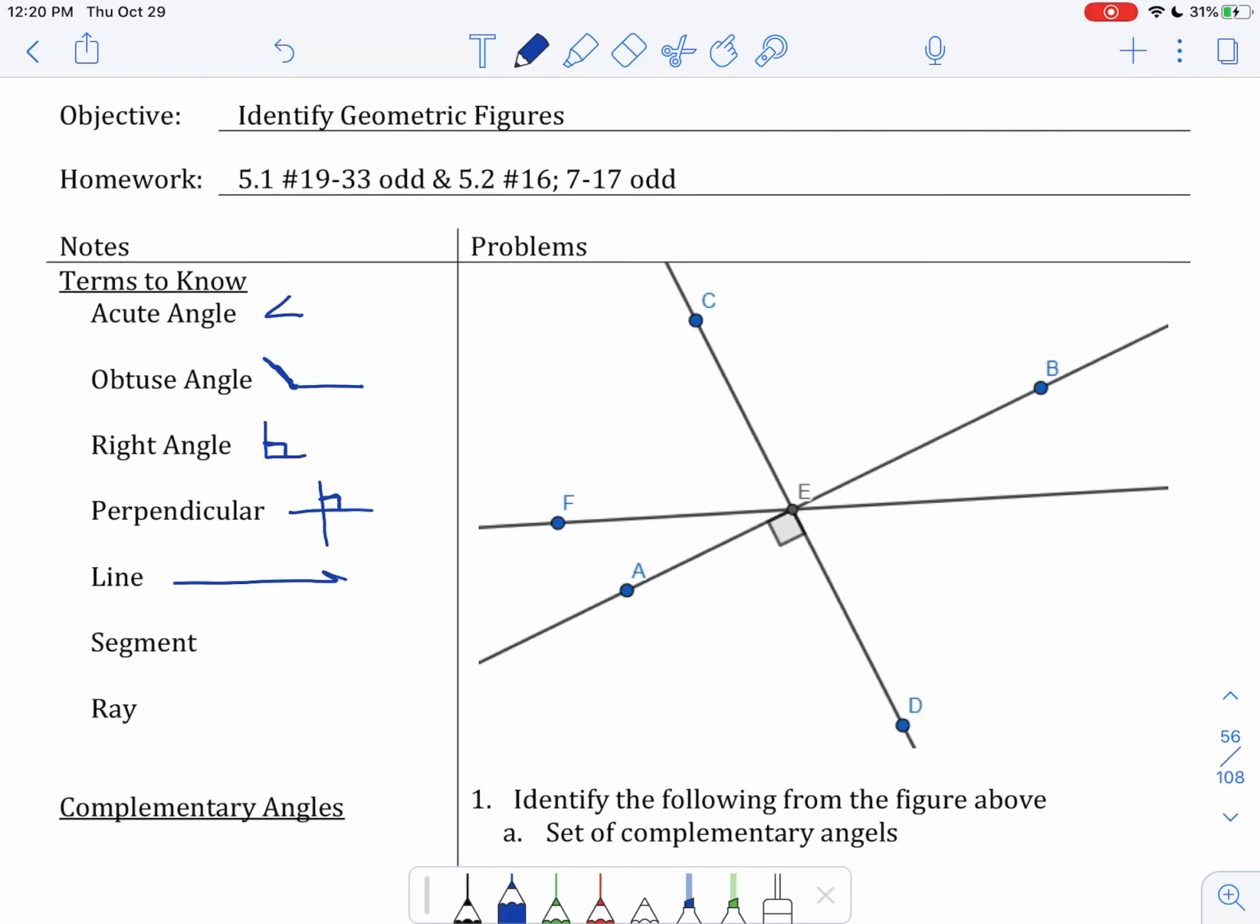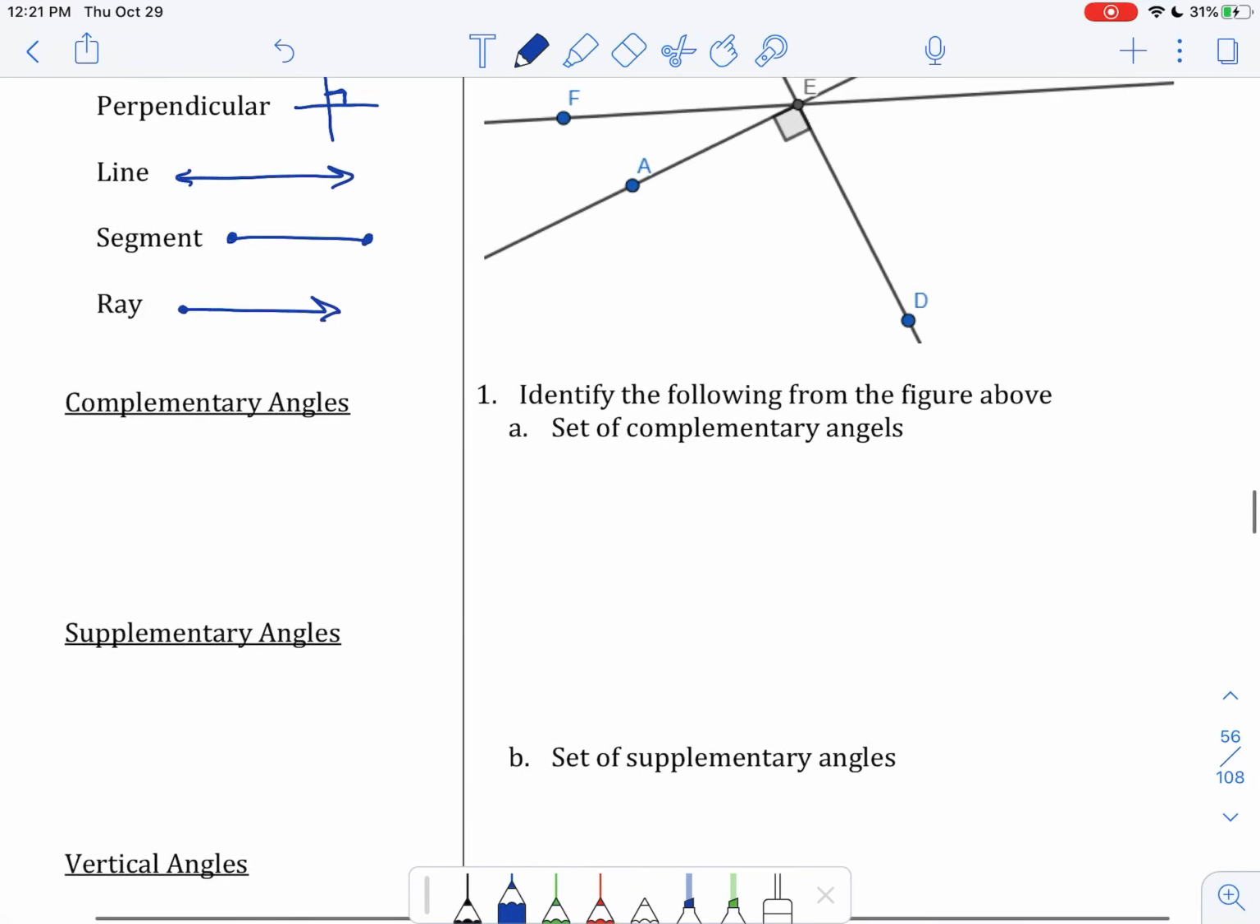Now a line has the arrows on both ends because it goes on forever. A segment has endpoints like this, and a ray is in the middle, where it's got an endpoint on one side and goes on forever in the other direction. So those are ones I expect you to come in knowing. Now here's some new ones maybe.